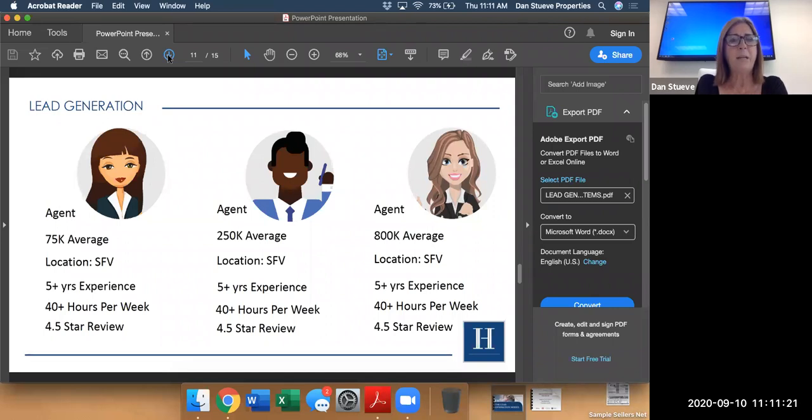Agent number 2 makes $250,000 a year. They're located in the San Fernando Valley, same 5+ years of experience, same 40 hours a week, and same 4.5-star review. Agent number 3 makes $800,000 a year. Same agent, 5 years of experience, works 40 hours a week, and has a 4.5-star review. What in the world could possibly be the difference between agent number 1, agent number 2 and agent number 3? Does anybody want to take a crack at it and unmute themselves?